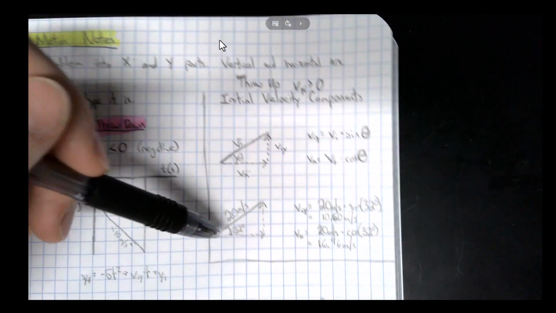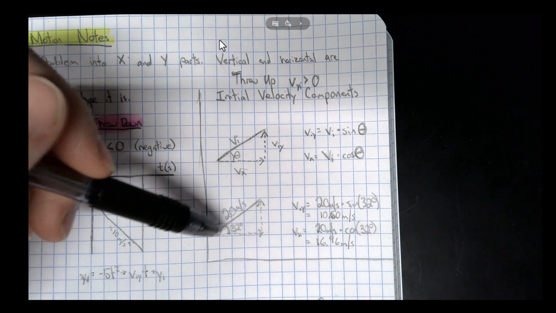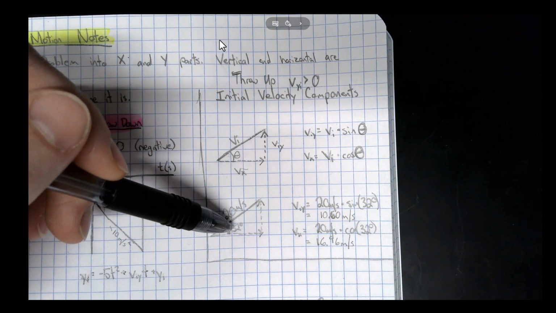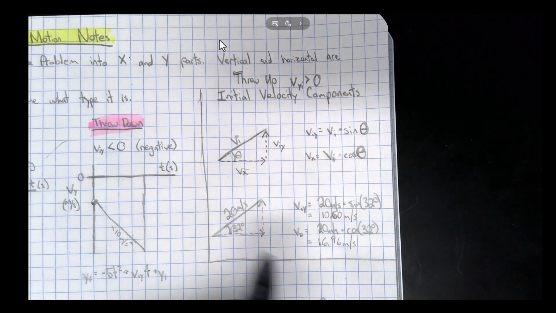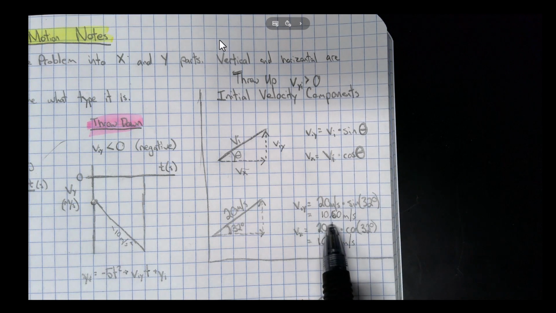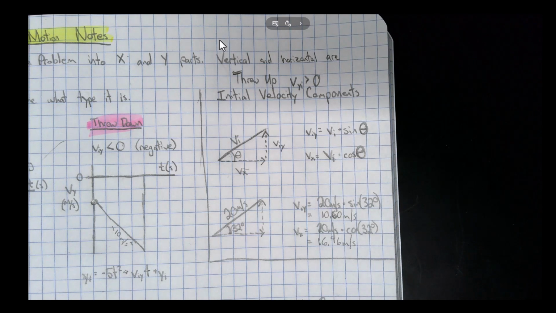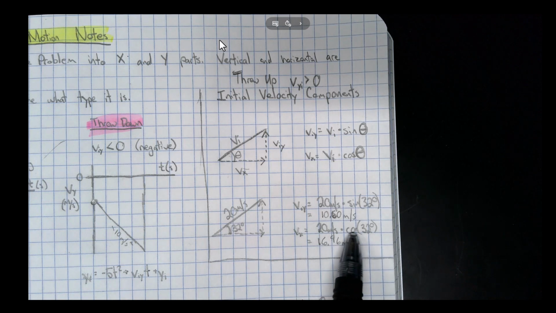So an example is if you have a 20 meter per second object launched at a 32-degree angle, I would take 20 meters per second times the sine of 32, and I get a velocity of about 10.6 meters per second initially in the y direction. The horizontal velocity would be 20 meters per second times the cosine of 32, giving me close to 17 meters per second.